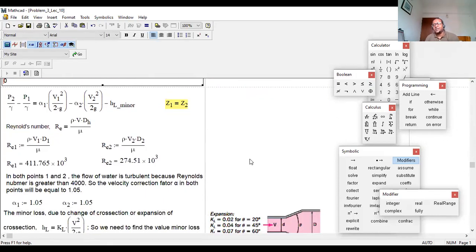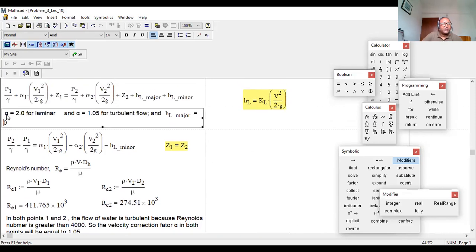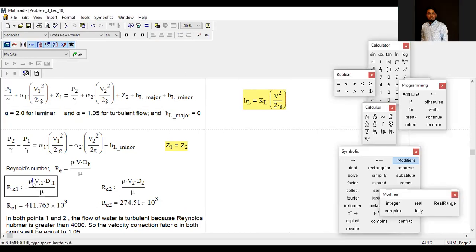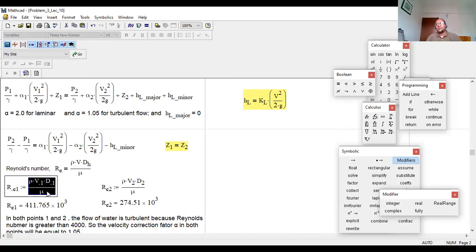But still, you need to figure out the Reynolds number to check whether the flow is turbulent or laminar. Because if laminar, alpha will be 2. If it's turbulent, alpha will be 1.05. So we need to figure out the Reynolds number. This is the Reynolds number. Now, the Reynolds number you need to figure out.